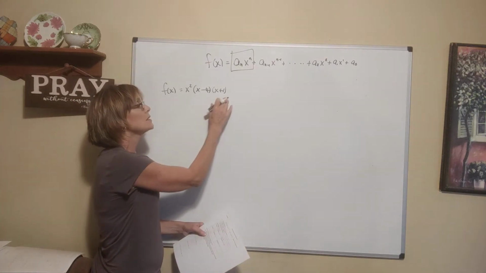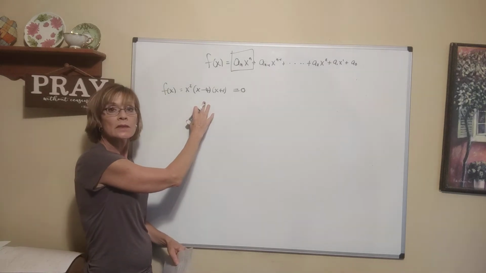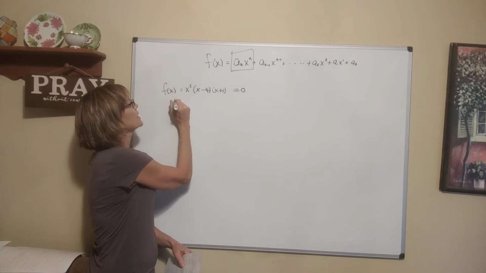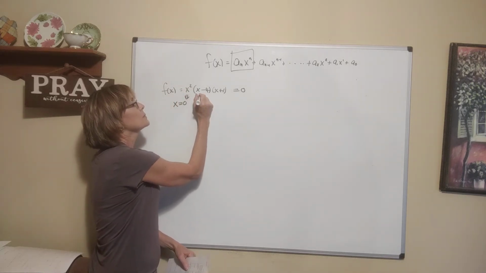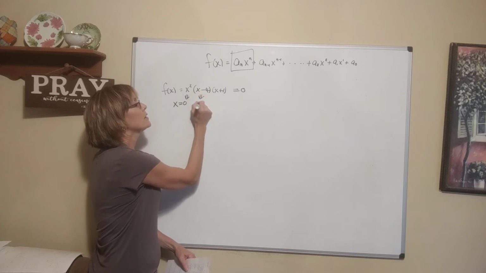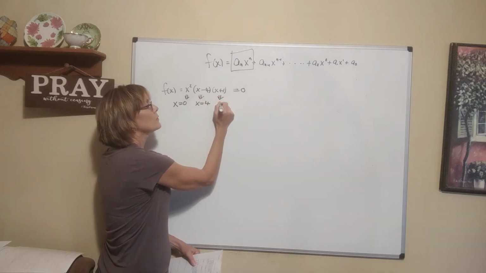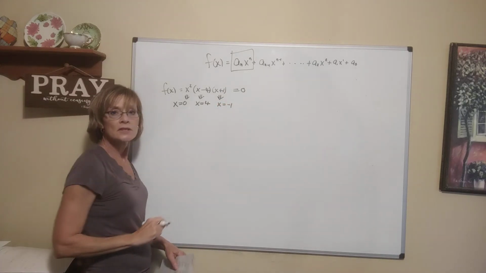If we were to set this function equal to 0 and solve for x, then we would get the zeros of this function. Set x squared equal to 0 and solve, we're going to get x is equal to 0. That's what this guy gave us. Set x minus 4 equal to 0 and solve, we get x is equal to 4. Set x plus 1 equal to 0 and solve, we'll get x is equal to negative 1. These are the zeros of this function.